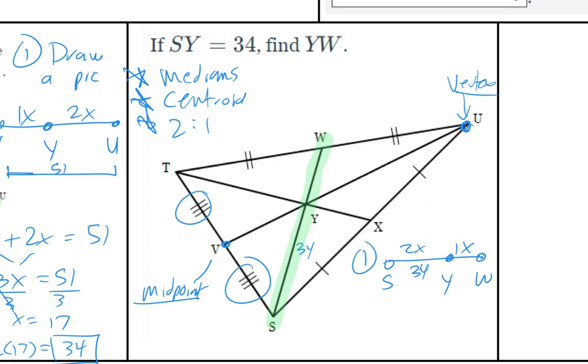The short part is 34. Okay, so they want YW. Okay, so they want this short part. Here's how we think about it. If this is 2x and this is 1x, that means this has to be half of this, right? So if this is 34 and that's 2x, half of that would give me 1x. So if 2x is equal to 34, that means if I divide that by 2, x equals 17. So that's what they're asking for. They want to know how much this short part is, YW, right? So that's our answer, x equals 17.